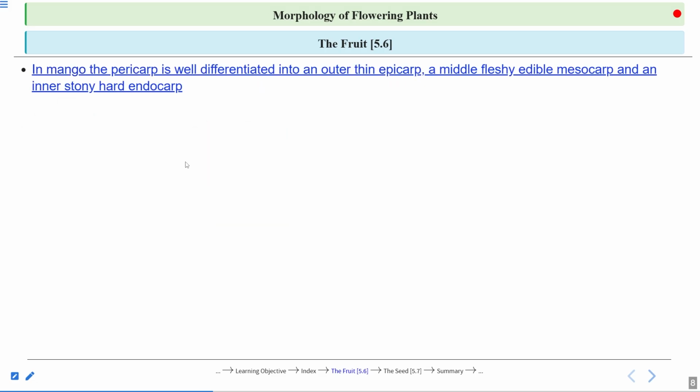In mango, the pericarp is well differentiated into an outer thin epicarp, a middle fleshy edible mesocarp, and an inner stony hard endocarp. So this line is very important. If you see the pericarp in the case of mango, there is an outer epicarp. The outer covering of the mango fruit is called the epicarp. While eating, you remove that part. And the part that you eat in the case of mango is the edible fleshy mesocarp, right? And an inner stony hard endocarp.